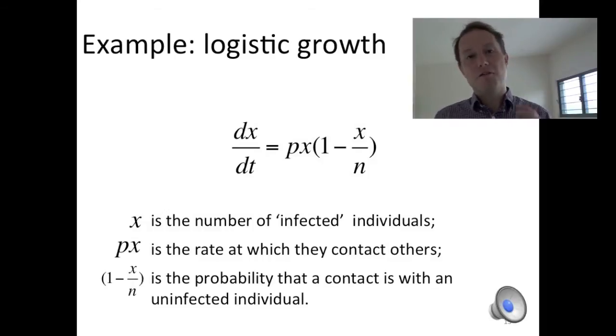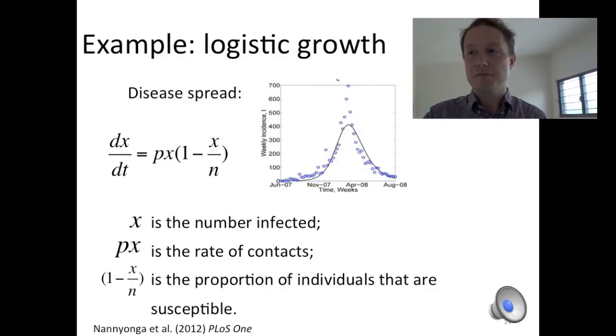But of course, if lots of people are infected with the disease, then they normally contact people who already have the disease. And so this is where the 1 minus x over n comes in. It's the probability that a contact is with an uninfected individual. And so the equation at the top gives us the overall rate of spread of the disease, px(1 minus x over n). I've described it in terms of disease, but this equation can be used whenever we're trying to model or understand the spread of something.